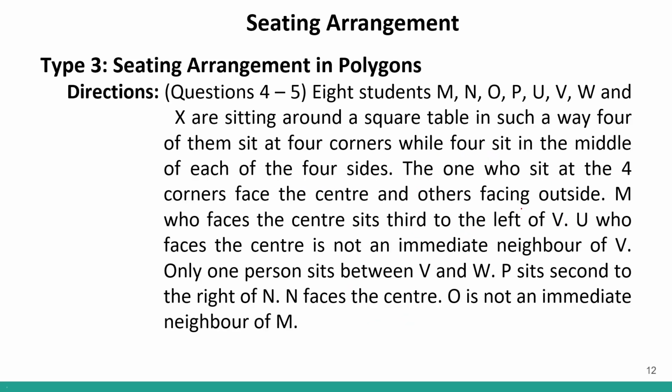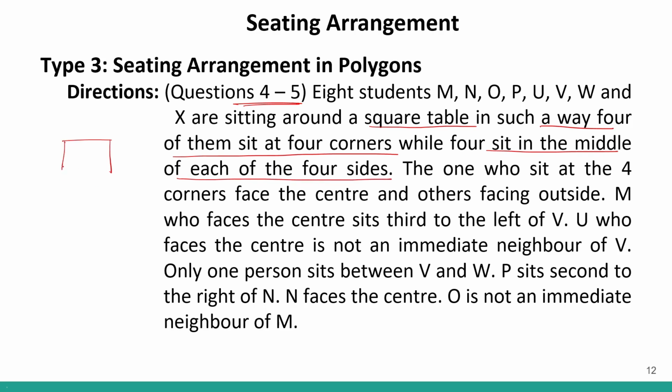Now, moving on to the next question, questions 4 and 5. This information we will use for both question 4 and 5. So let us draw a seating arrangement first. 8 students are there. They are sitting around a square table in such a way that 4 of them sit at the corners and 4 of them sit in the middle of the seats.